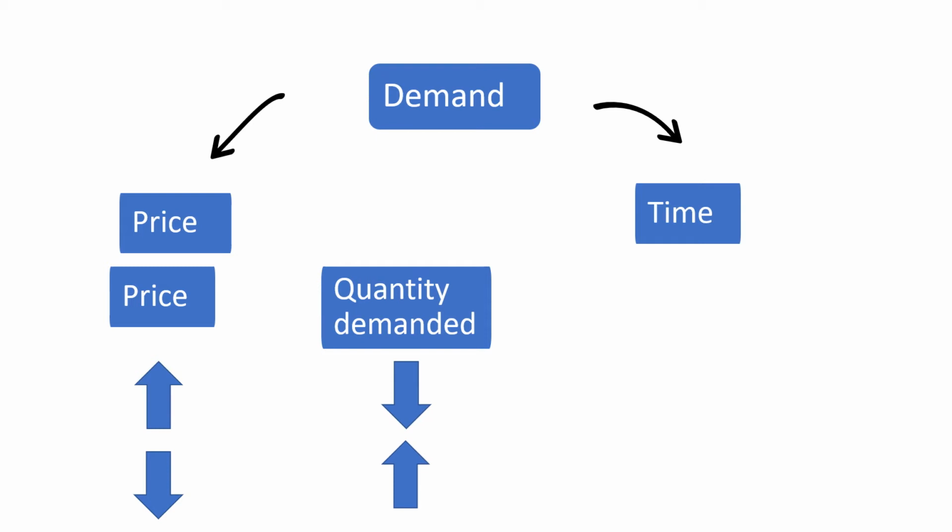So let us take an example. What example will we take? We will take Dairy Milk. So we will assume that Dairy Milk is 100 rupees for one chocolate bar. So how much will you take? You will take only one chocolate.